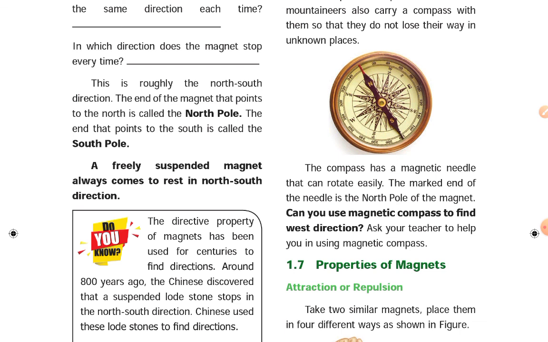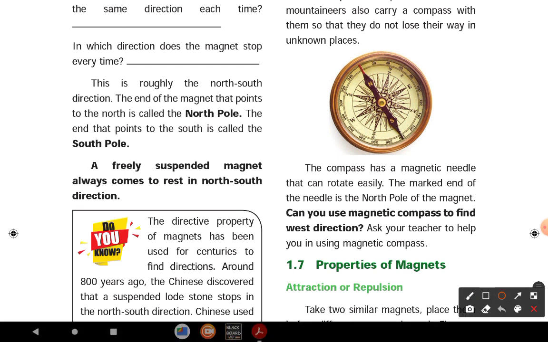So, children, what is this? This is a magnetic compass used by mountaineers. Those people who are climbing the mountain use it, and even in ships they use it. Alright, children, this is to find out the direction. I think I'll stop with this, children. I hope you understood. Thank you.